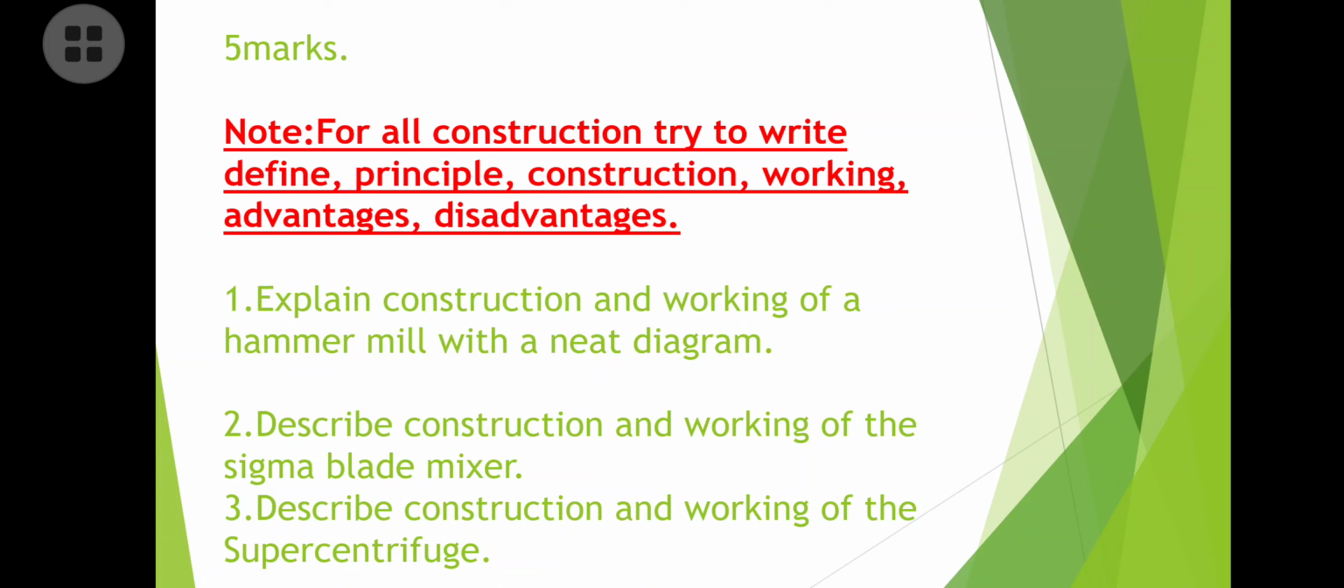Next question is describe the construction and working of the sigma blade mixer. It is a type of mixer. We can write this one. And see, don't worry about the principle and construction. Whatever you know, you write. In mixing, the important principle here is that the mixer will agitate, and the main principle is shearing. The particles get sheared, torn. Due to the tearing and shearing, the particles get completely mixed. Whatever basic principles you know, you write.